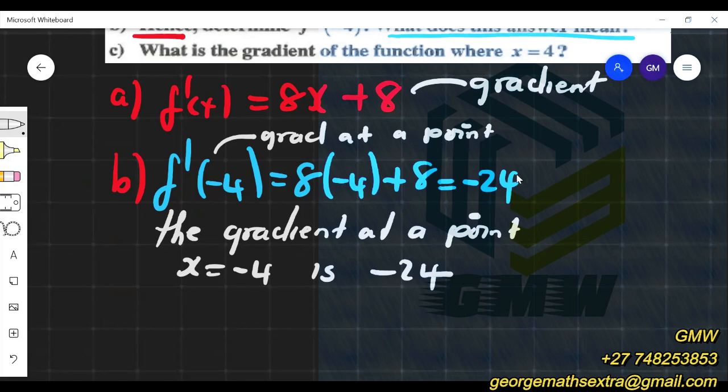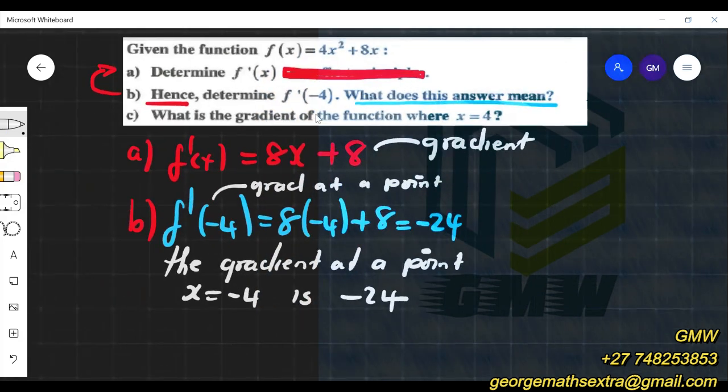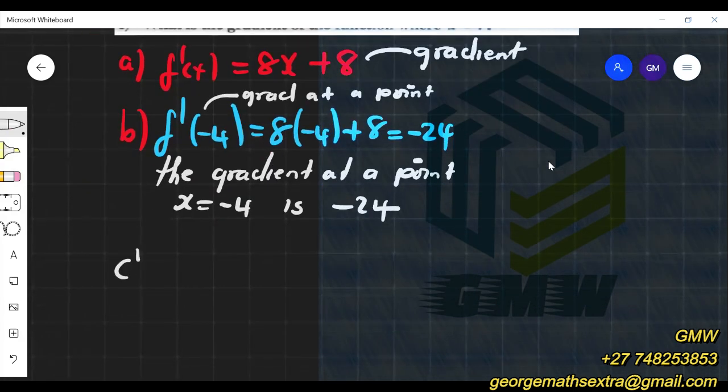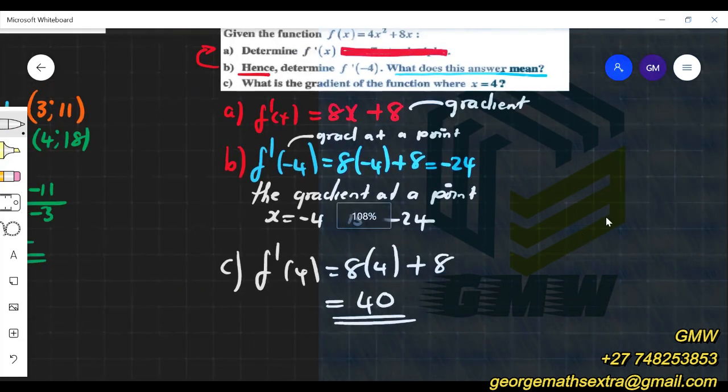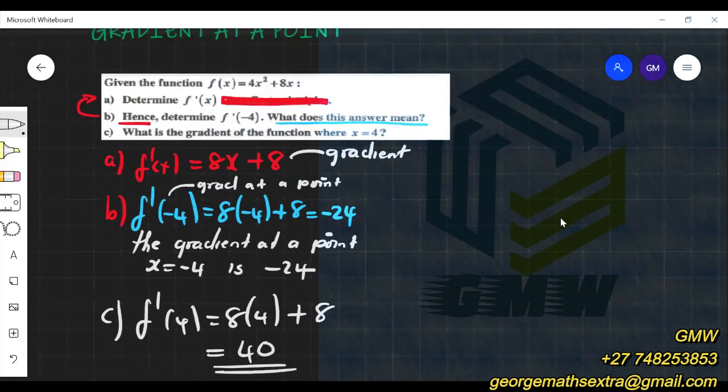Then the other one says, what is the gradient of the function where x is 4? So that's the last one on this. Gradient at 4, right? It simply means substitute. So that's gradient at a point. So the gradient at the point where x is 4 is 40. We are done. All right. And I quickly finish the last part.